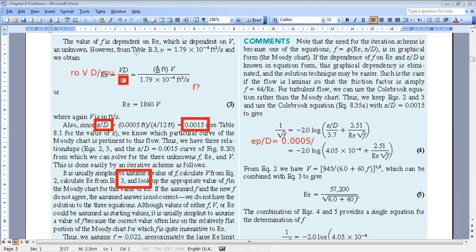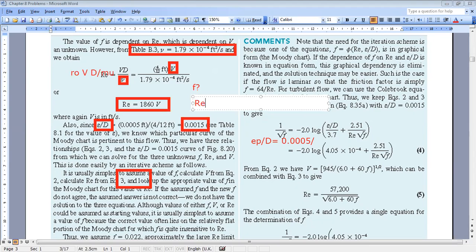Because they gave us the temperature, from the table in the book, we can get mu, the characteristic of water at this temperature. So we get the kinematic viscosity and we replace it in the relation. But V is unknown, so Reynolds will be expressed as a function of V. So what I can conclude now is that Reynolds is unknown, F is unknown, but epsilon over d is known.